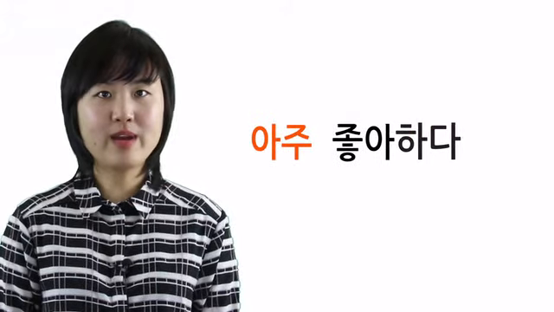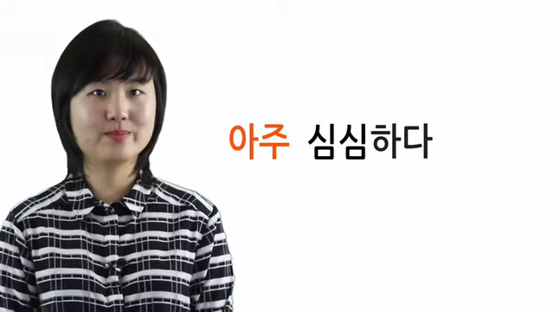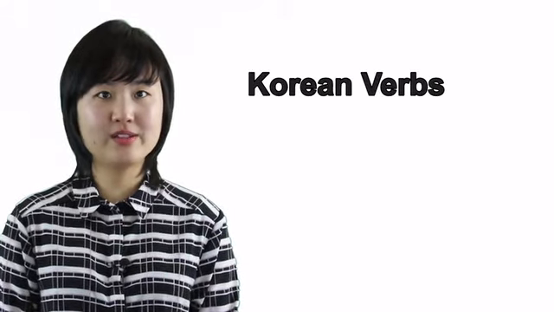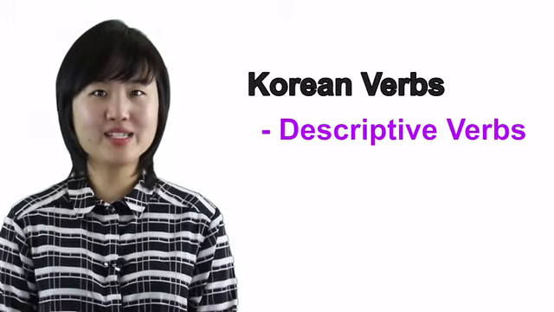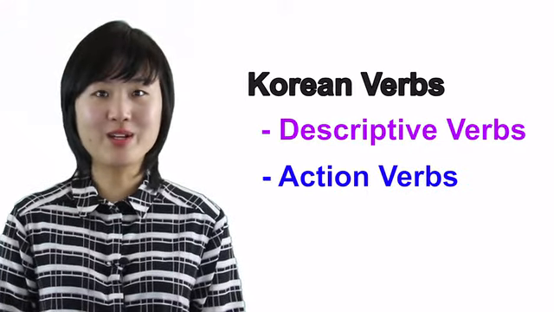That means you do not separate 좋아 and 하다, or 심심 and 하다. To summarize today's lesson, remember the 2 kinds of verbs, descriptive verbs and action verbs. You can give examples of each one, right?